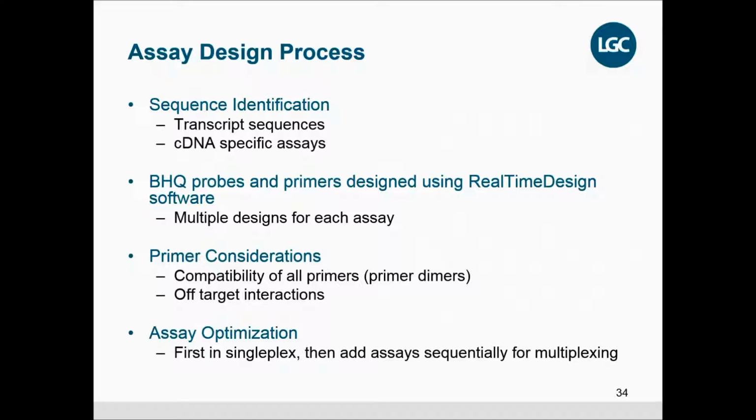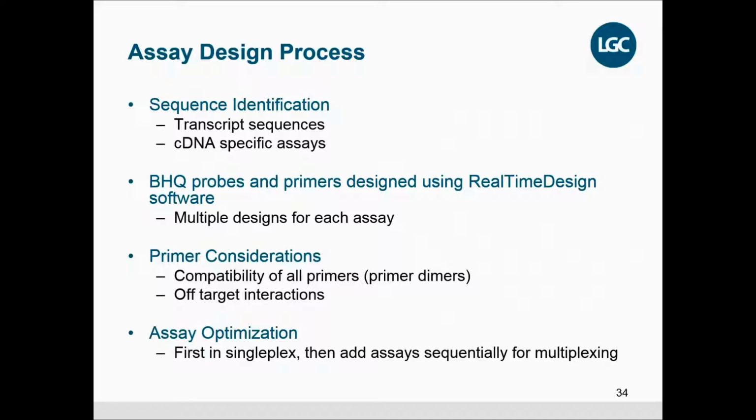So I just wanted to walk through some of the assay design steps. First, we identified our sequence information. So we're looking at transcript sequences and wanted to design cDNA-specific assays and avoid the amplification of genomic DNA if possible. So we did this by designing exon-spanning assays to hopefully avoid detection of genomic DNA in those samples.